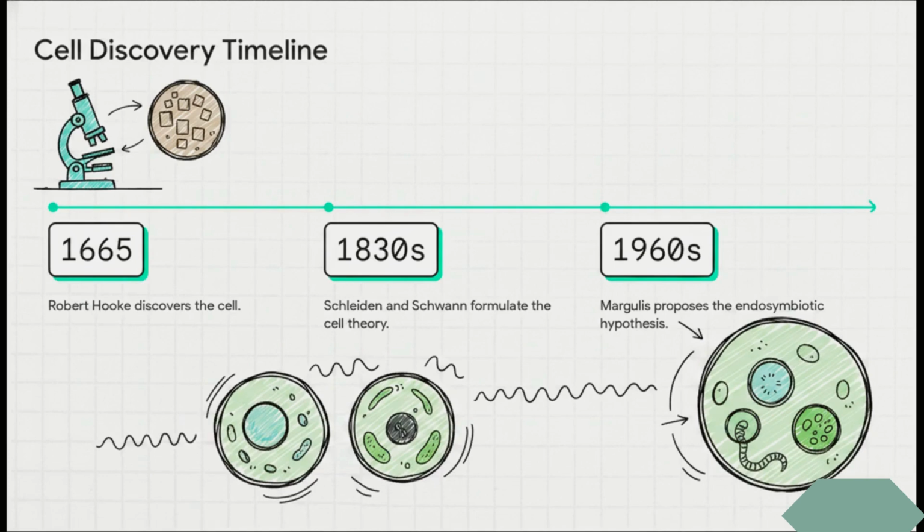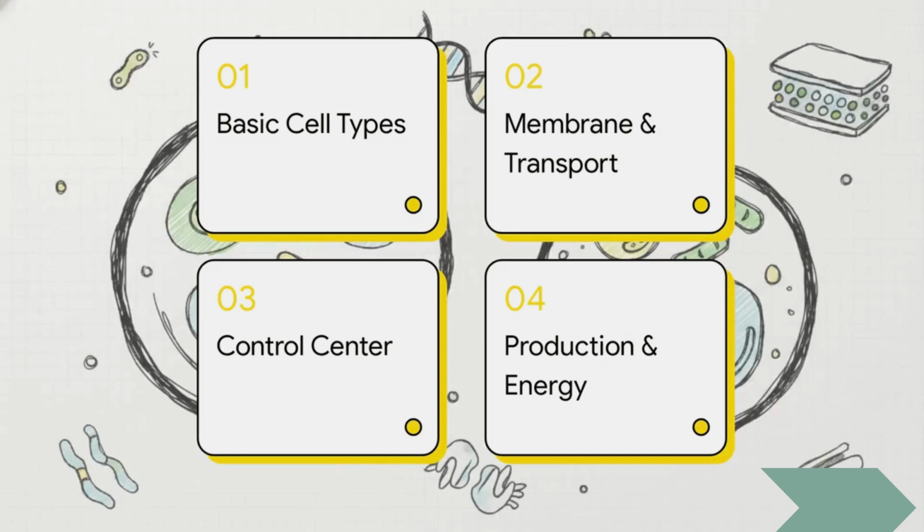Then, fast forward to the 1830s, Schleiden and Schwann realized, wait a minute, this isn't just a plant thing. They formulated this cell theory, basically saying, hey, all living things are built out of these structures. And then, taking a massive leap to the 1960s, Lynn Margulis totally flipped biology on its head again. She proposed the endosymbiotic theory, which showed that parts of our own cellular city actually used to be free-floating ancient bacteria. Wild, right?